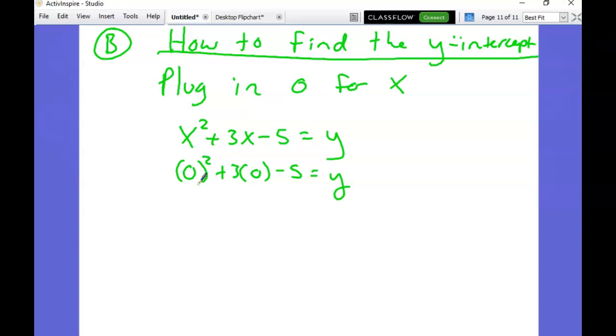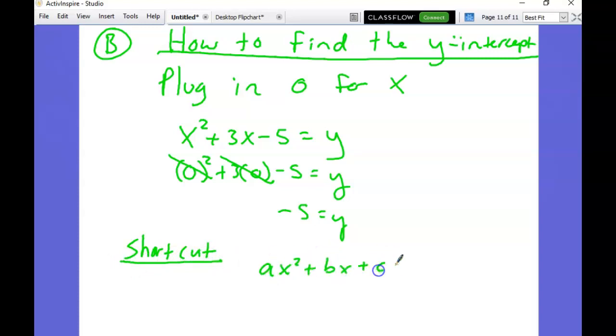That's 0. That's 0. All these things just go away, and you're left with -5. All right, so from now on, shortcut to find your y-intercept in standard form: the y-intercept is that guy. So you really don't need to do the thing where you plug in 0 when it's in standard form.